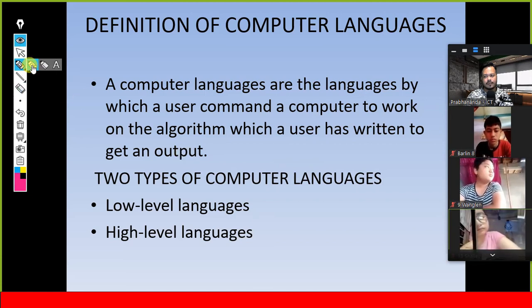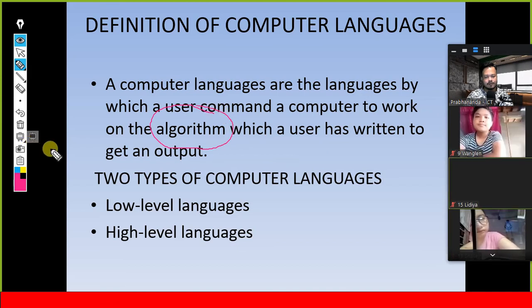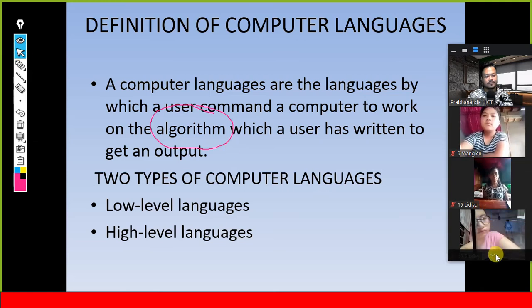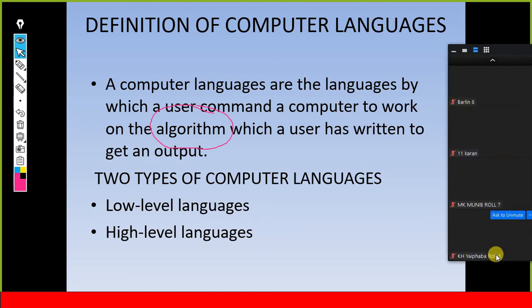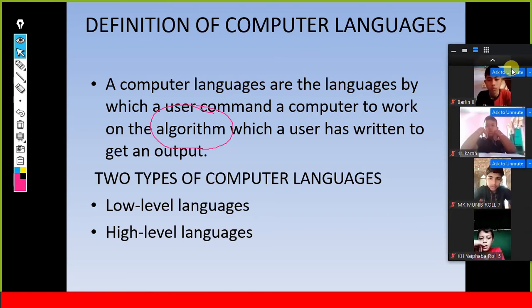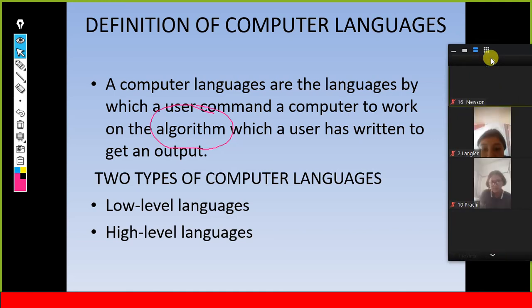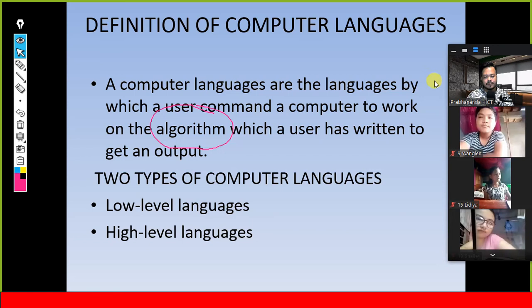So have you heard about the term algorithm? Yes. What is algorithm? Sushita, listen carefully. So algorithm means the step-by-step instructions which are used for running a program. Okay.